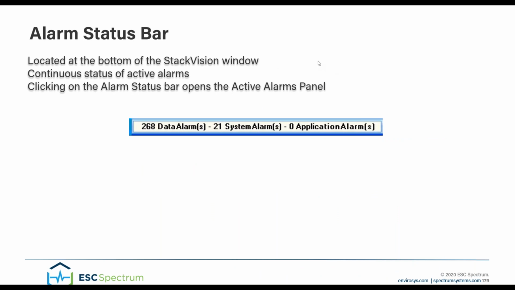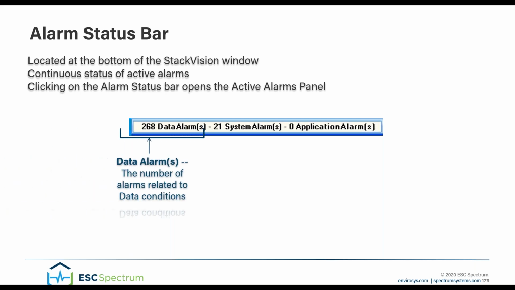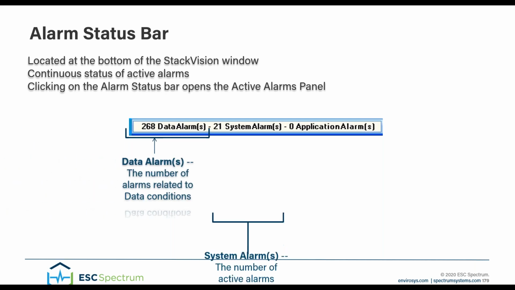The alarm status bar, we talked about that a little earlier. It shows you a continuous status of the active alarms. And if we click on that, it will bring us into the active alarms panel.